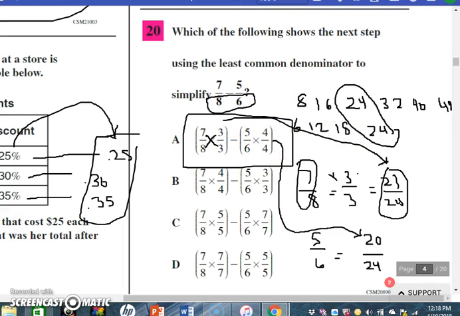So I'm done. Thank you guys for allowing me to solve these problems. We took a brief look at percentages, and that is questions 10 through 20 on the CST from 5 years ago.